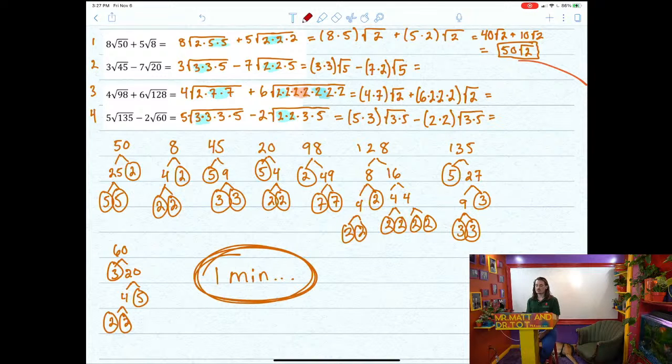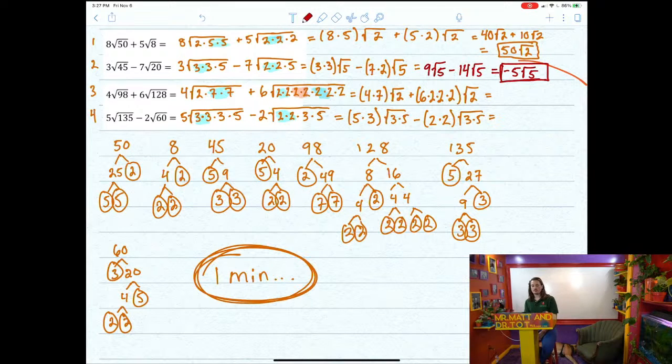For every pair of factors underneath of the radical, we can bring one factor outside of it. So that's equivalent to 3 times 3 times the square root of 5 minus 7 times 2 times the square root of 5. 3 times 3 is 9, so we're going to have 9 root 5 minus 7 times 2 is 14, 14 root 5. 9 root 5 minus 14 root 5 is going to be a negative 5 root 5.